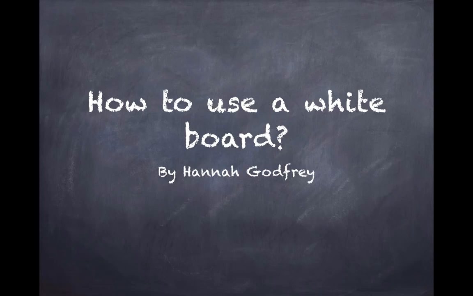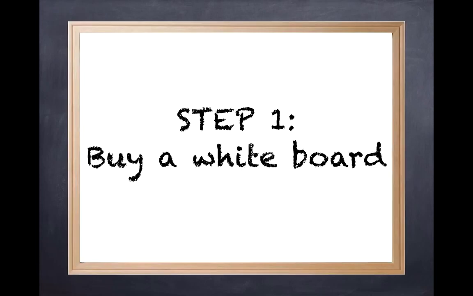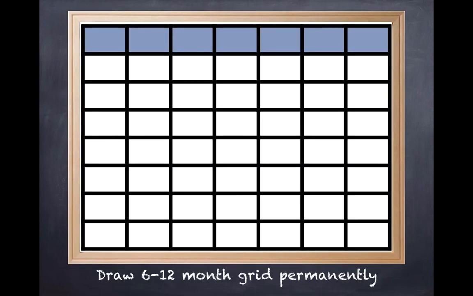So first of all, you need a whiteboard. You need to go and buy one from Wilkinson's, Home Bargains, anywhere that does stationery. If you don't have a whiteboard, you can still do this on pen and paper or you can use your Excel sheet. So what you need to do is draw a 6 to 12 month grid in permanent marker. The reason why you're doing it in permanent marker is because when you're writing in between the spaces and you need to rub that off, it's not going to rub off your grid.